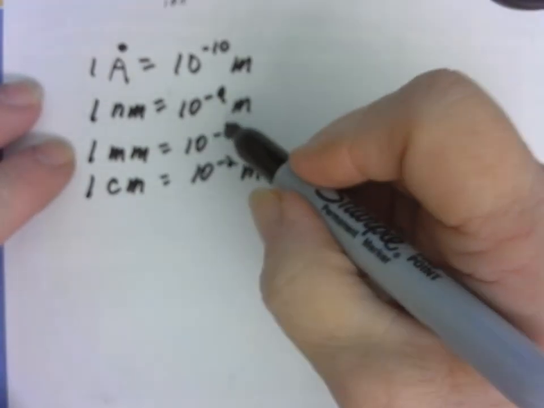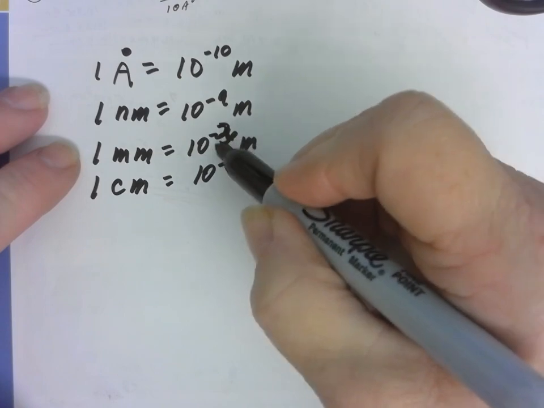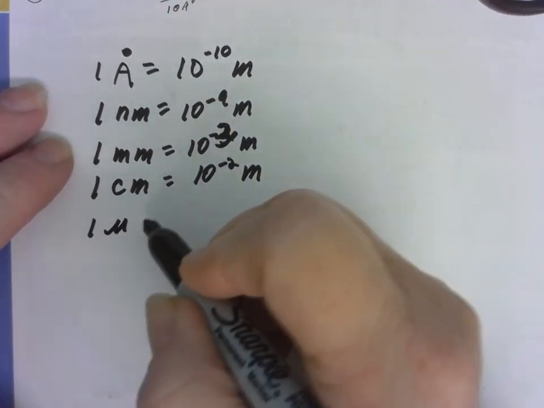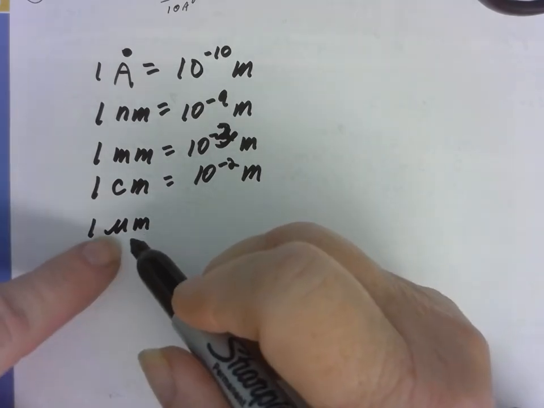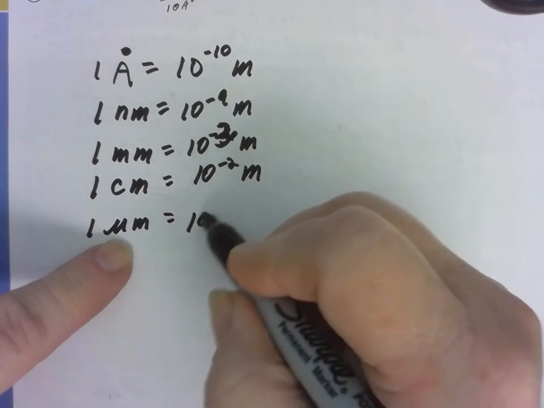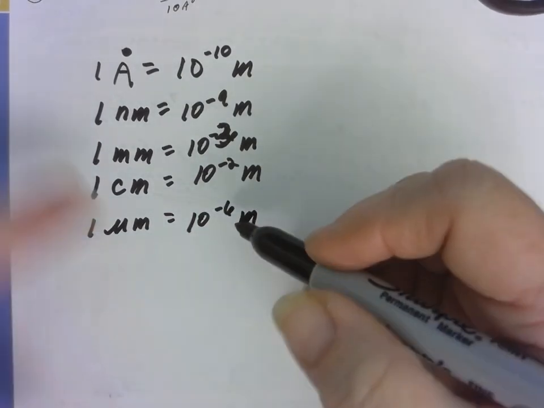I'm sorry, this is 3. Why did I say 6? Negative 6, because I skipped one. 1 micron or micrometer, and we use the Greek letter mu for that, equals 10 to the negative 6 meters. That's why I goofed up.